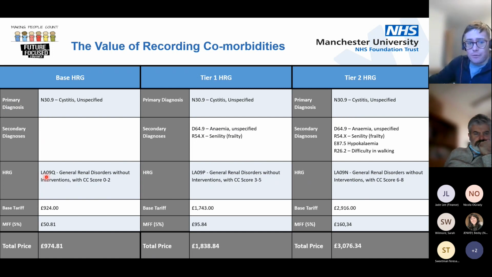We get LA09Q, and you'll notice that the CC score is 0 to 2. So that's your comorbidity and complexity score. A base tariff there is £924 with a market forces factor uplift of £50.